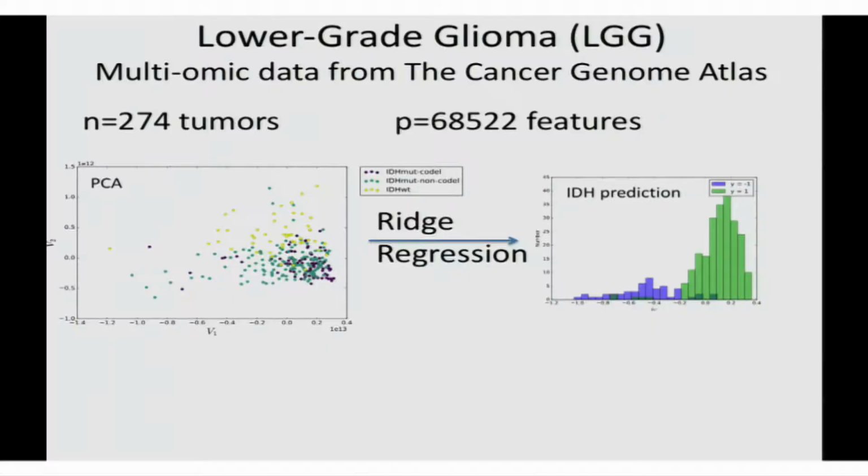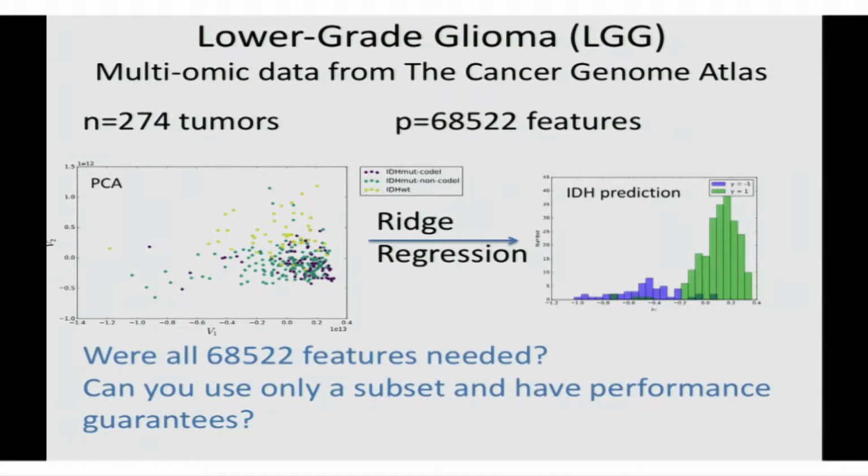So you can see that if you use all of these features, you can actually do relatively well at this prediction problem. But did you really need to use all 70,000 of these features to do well at prediction? And could you have instead used only a subset of your features and had still perhaps good performance guarantees? So that's the motivation for the work that I'm going to be talking about with you today.